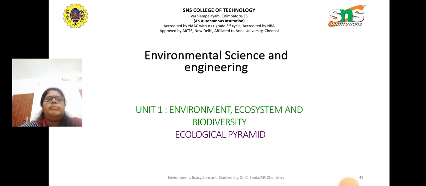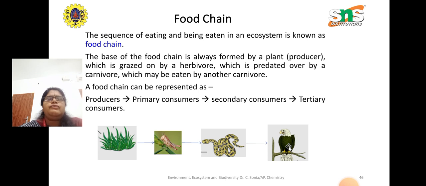So ecological pyramid, first we are going to see about the sequence of eating and being eaten in an ecosystem, which is known as the food chain. The base of the food chain is always formed by a plant, that is the producer, which is grazed on by a herbivore, which is predated over by a carnivore, which may be eaten by another carnivore. A food chain is represented as producers, primary consumers, then comes the secondary consumer, followed by the tertiary consumers.